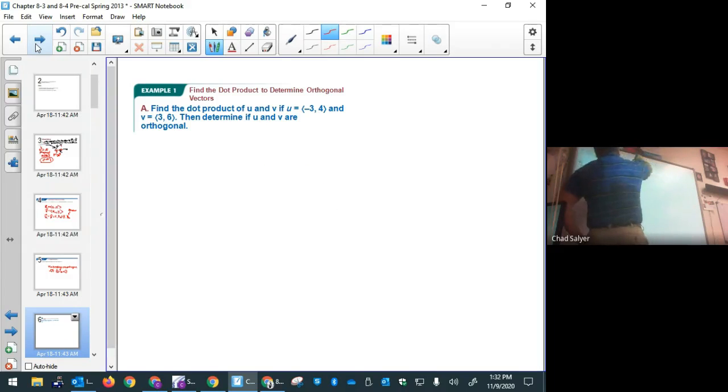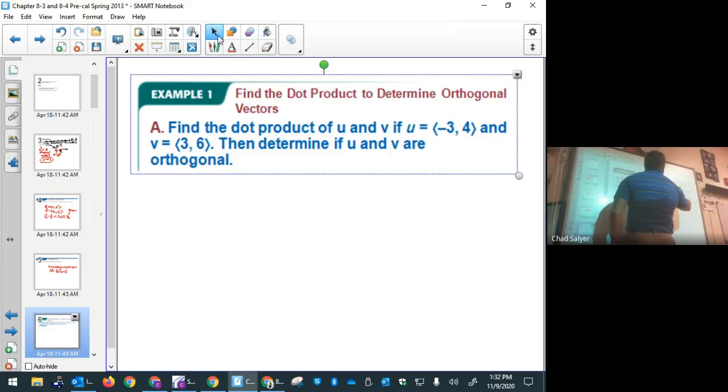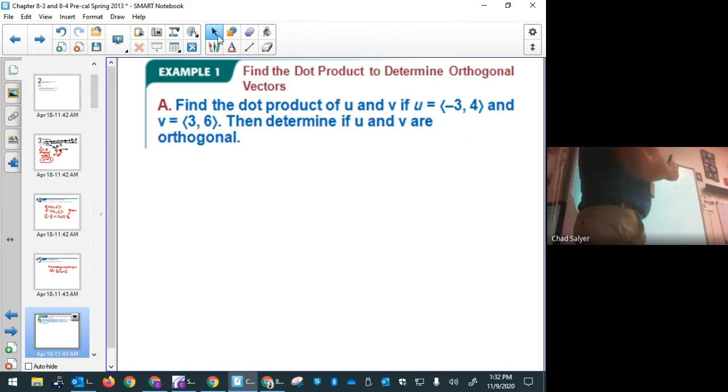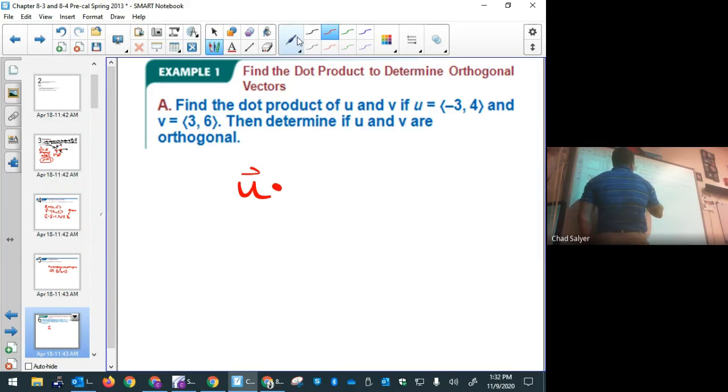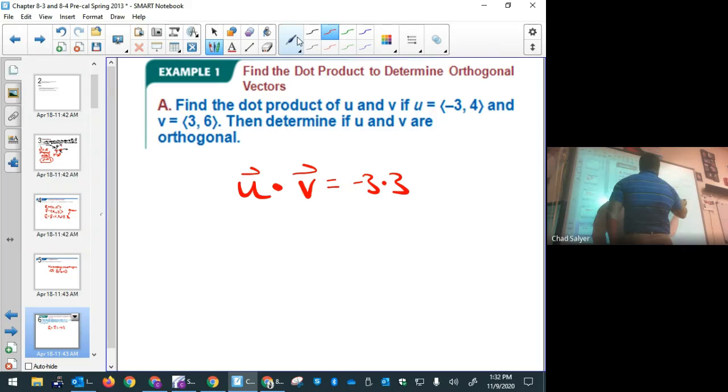So let's use it. We're going to find the dot product and then determine if the two vectors are orthogonal. So u dot v is not going to be a vector, it's going to be a scalar. So x1, that's -3, times x2, which is 3, plus y1, which is 4, times y2, which is 6.